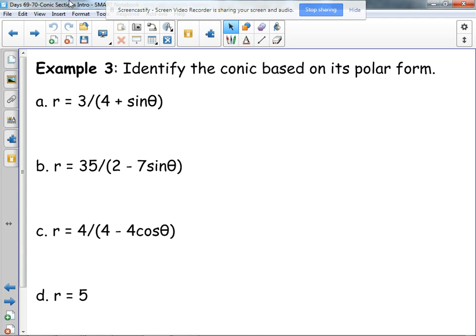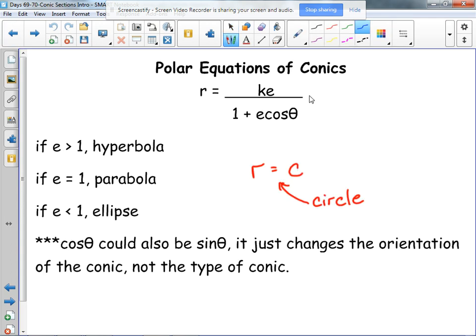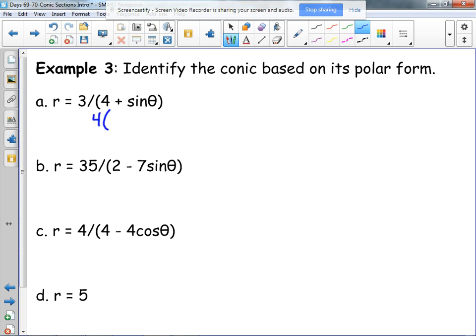Okay, if this is the polar form that we're given, we've got to determine what type of conic it is. So example A here, we've got R equals 3 over 4 plus the sine of theta. If you look back at this standard form, it was always 1 plus E cosine. So we need to factor out that 4 so that it's 1 plus something, okay? So here is our E right here. 1/4 is our E. 1/4 is less than 1, so that is an ellipse. You really don't have to worry about the rest of the equation. You're really just worried about the constant in front when you factor it out.